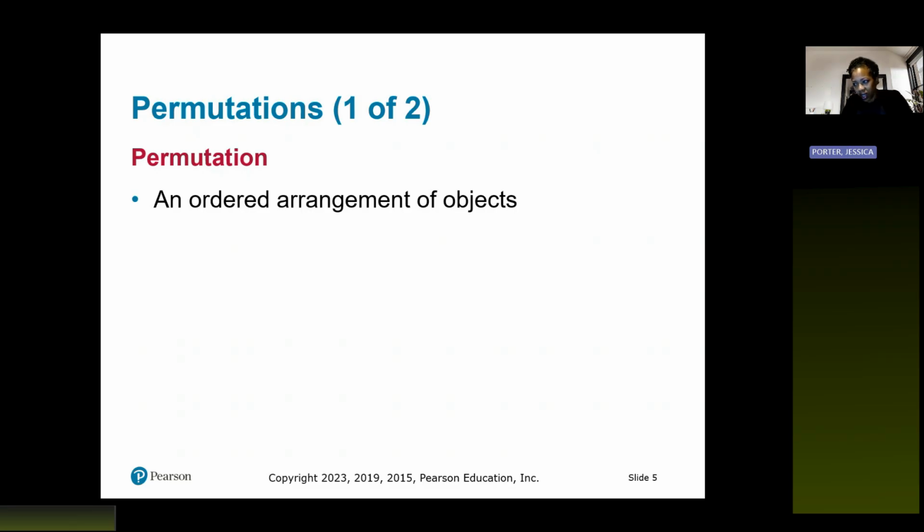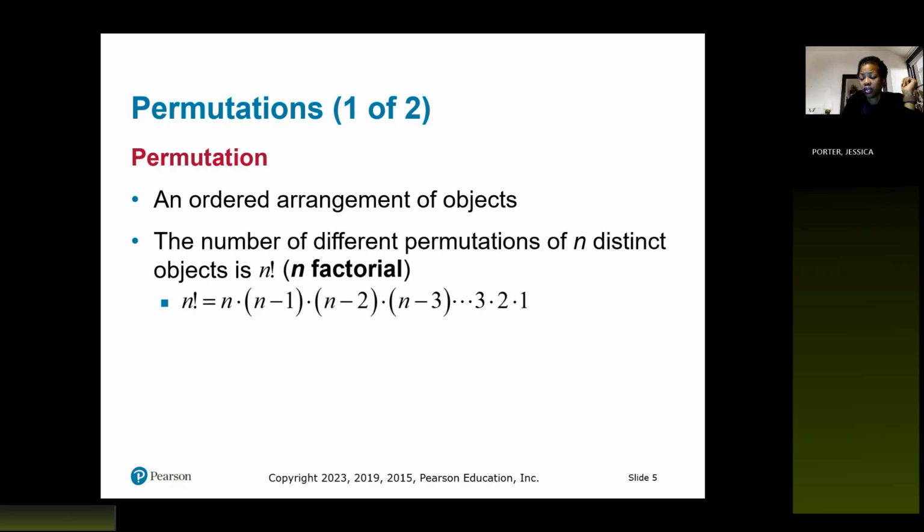Okay. So we start with permutations. This is called additional topics in probability. A permutation is going to be an ordered arrangement of objects. So the number of different permutations of n distinct objects is n factorial. Factorial is that exclamation mark.